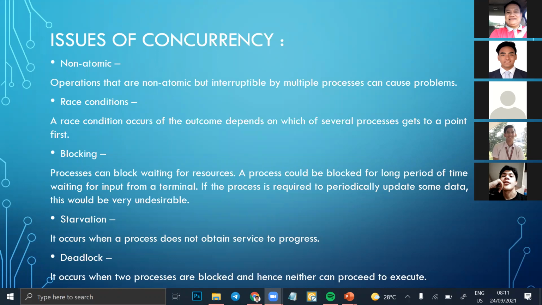So the next one is starvation. It occurs when a process does not obtain service to progress. And the last one is deadlock. It occurs when two processes are blocked and hence neither can proceed to execute.